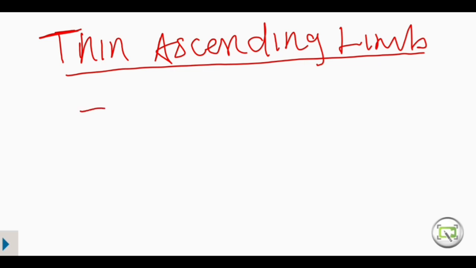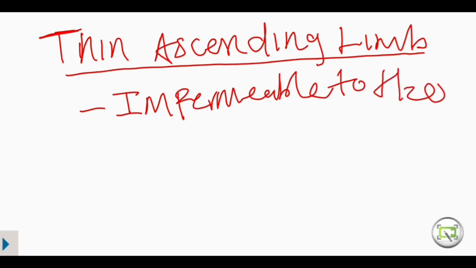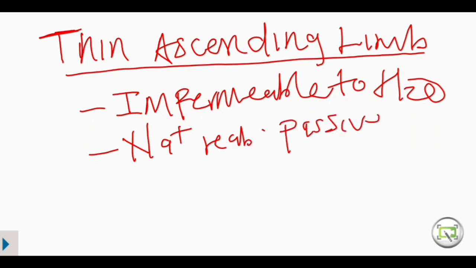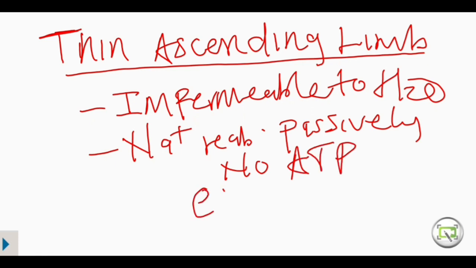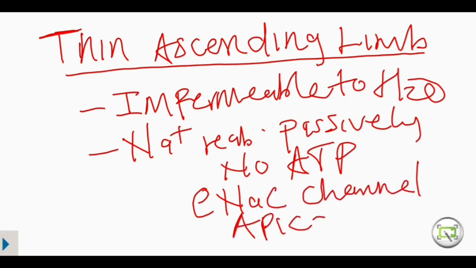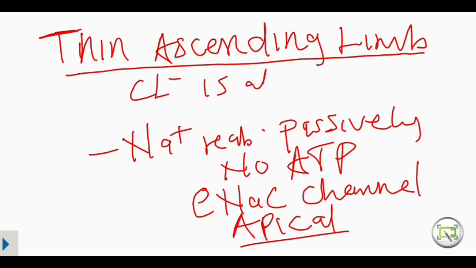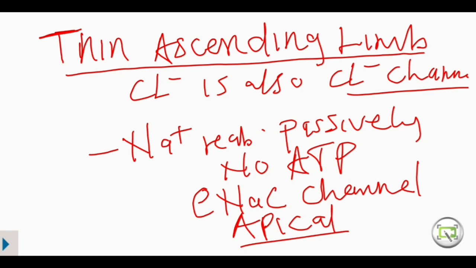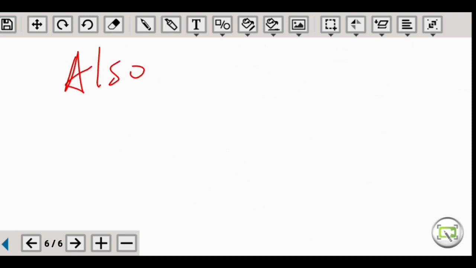The thin ascending limb is impermeable to water because it doesn't have aquaporin channels, but it can reabsorb sodium and also chloride. Also these are passively reabsorbed, which also means that they don't use ATP. So sodium is reabsorbed using the epithelial sodium channel, which is located at the apical surface of the lumen. Then chloride uses chloride channels to be reabsorbed. So this is how sodium and chloride are reabsorbed in the thin ascending limb.